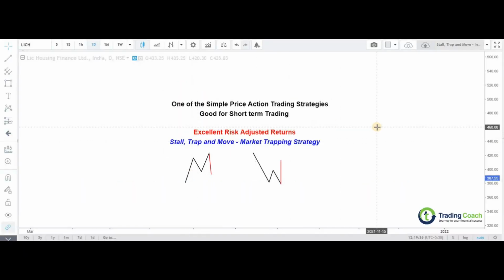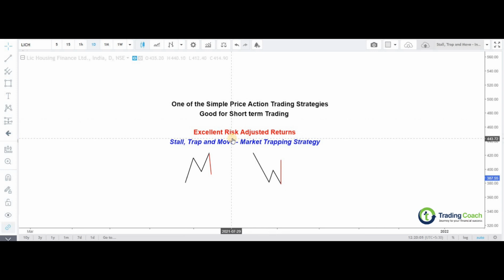So this is Trading Coach this side, and in today's video we are going to discuss one of the simple price action trading strategies. This is a very simple price action based approach, and this is good for short term trading. And the strategy which we are going to discuss in this particular video will give us excellent risk adjusted returns in the market.